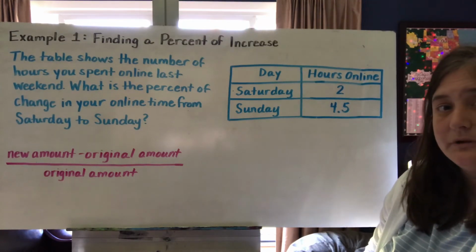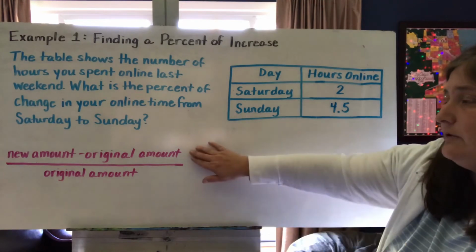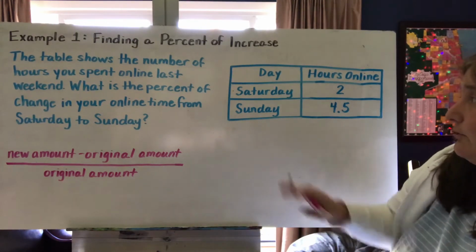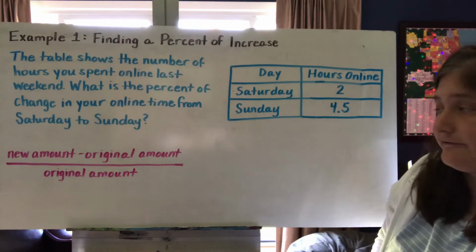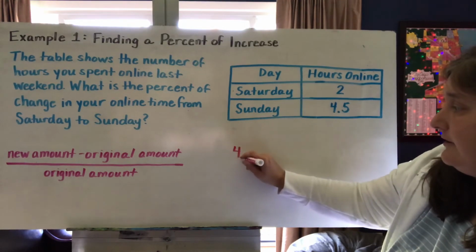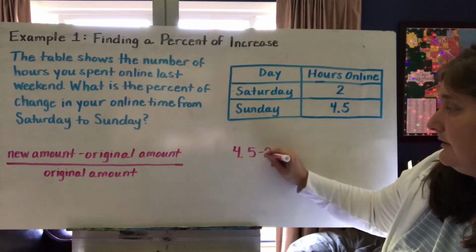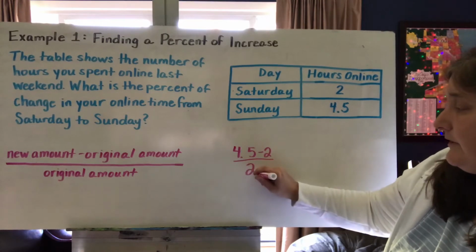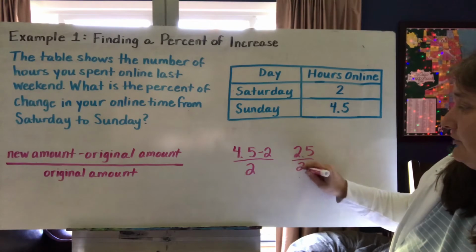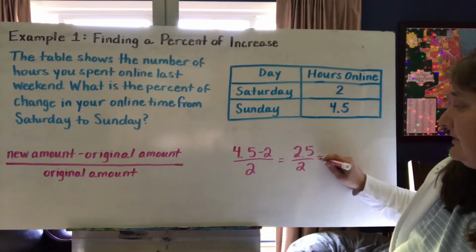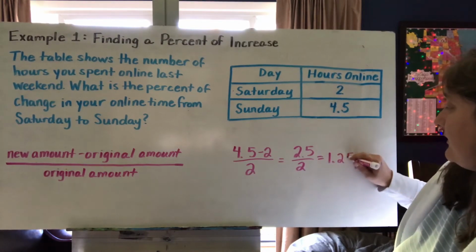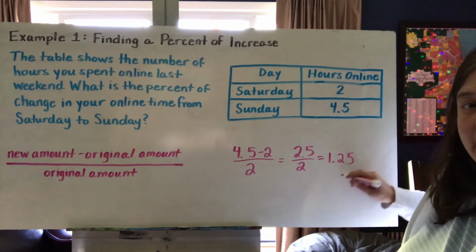To find the actual percent of change, I do my new amount minus my original amount divided by the original amount. So my original is Saturday because that's the first day. So my new amount is Sunday. So I'm going to do 4.5 minus 2 divided by 2. 4.5 minus 2 gives me 2.5 over 2. And if I actually divide these, 2.5 divided by 2 gives me 1.25. So this is my percentage in decimal form.